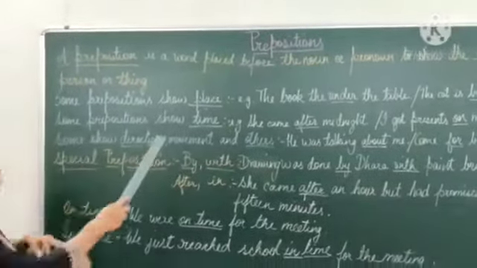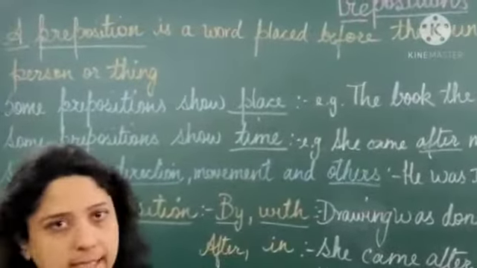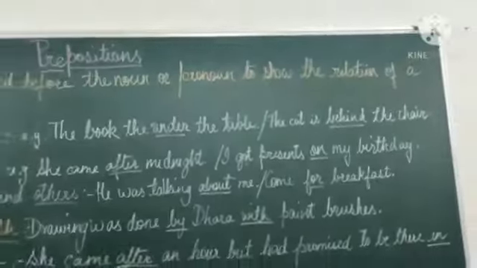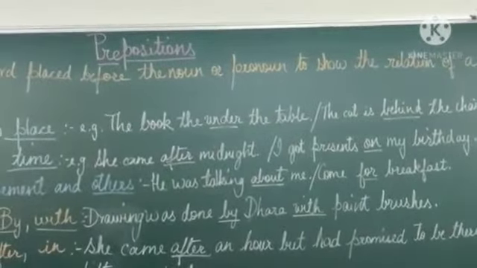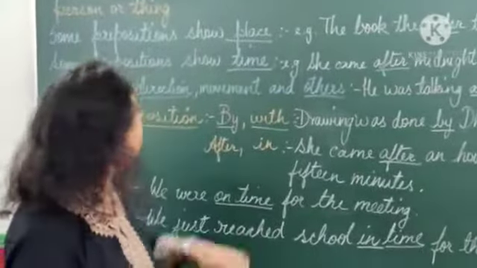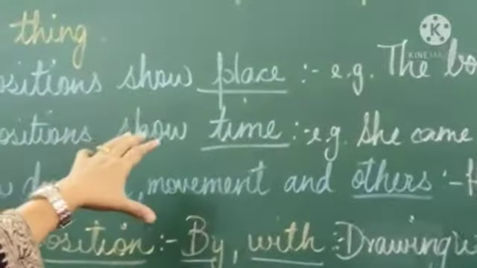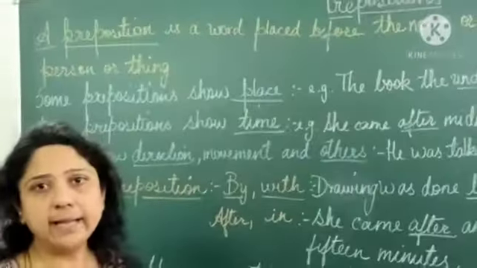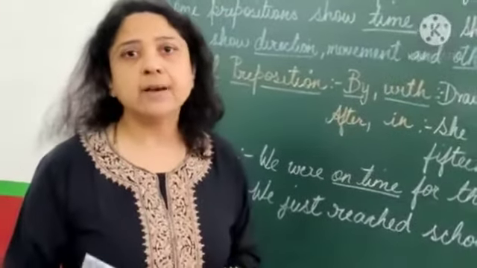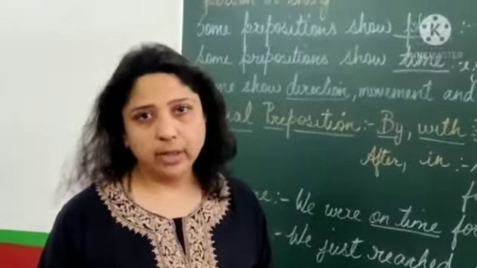Now, some prepositions show place. Like I explained, I give you an example. My book is under the table. The cat is behind the chair. There is dirt over the fan. So, over, under, behind, around, in front of. All this is what? Place. It is showing you a place. So, these are called prepositions which show place, and a list is given in your textbook. The list is very concise.